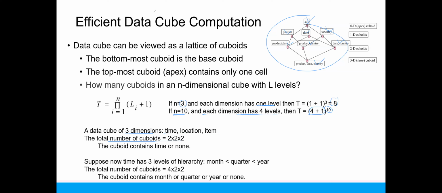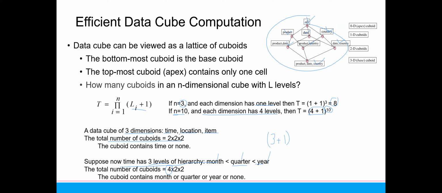So the cuboid contains time or none. Suppose now time has 3 levels of hierarchy: month, quarter, and year. Then for the time, we have 1, 2, 3. There are 3 levels of the hierarchy. So based on the formula, this is 3 plus 1.